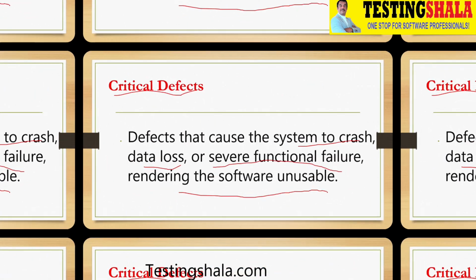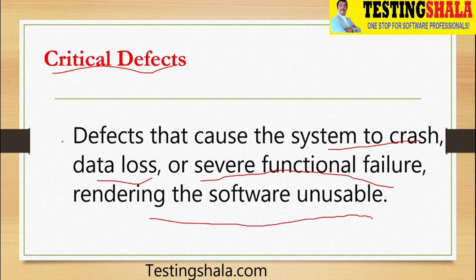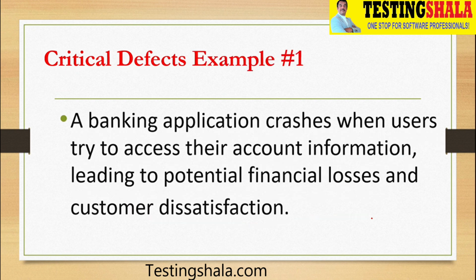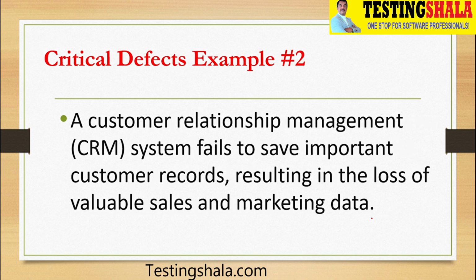Let me take some examples. The first example is in a banking application. If the application itself crashes when the user tries to access their account information, leading to potential financial losses and customer dissatisfaction. If there is a crash in the banking application, then we have to log that kind of defect under critical defects.